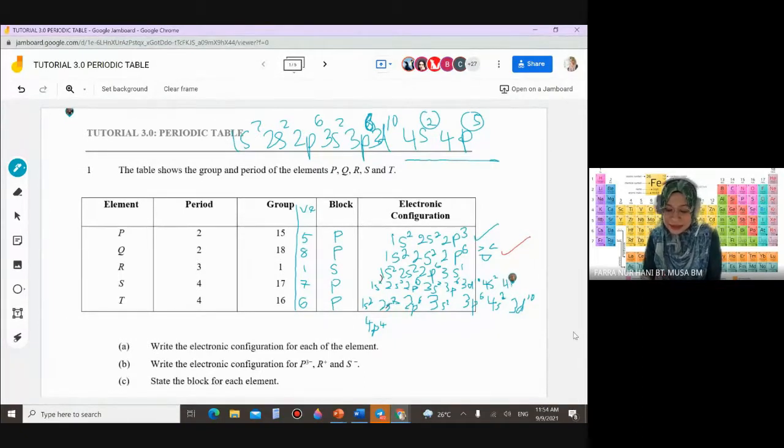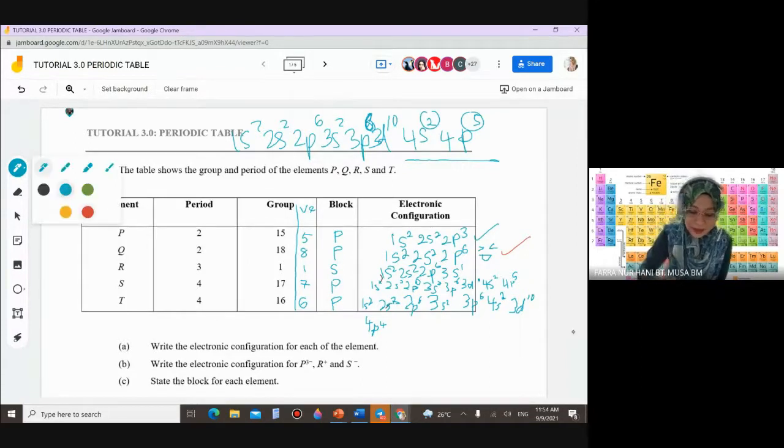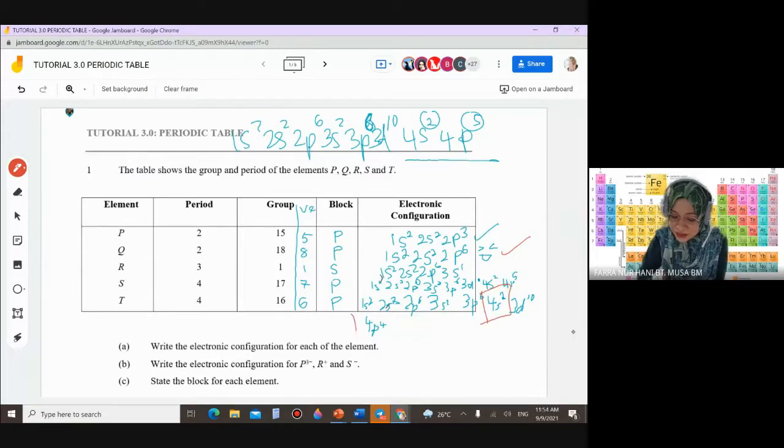Dah siap kan? 1s2 2s2 2p6 3s2 3p6 4s2 3d10 4p4, ataupun you rearrange balik. Tulis 3d10 dulu. Okay, 3d10 4s2 4p4, where this is the valence electron tadi. 4s2 4p4. Boleh? Okay, so that's why I like you to rearrange back the configuration. Alright. Faham? Boleh? Yang lain? Siapa ada soalan lain?